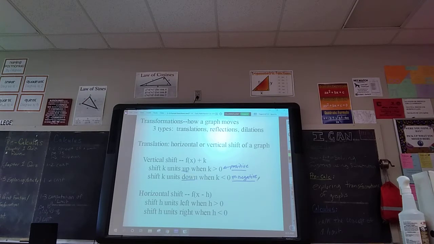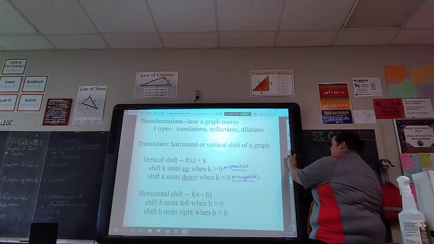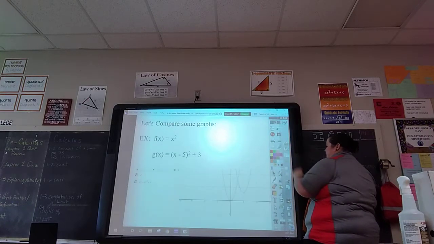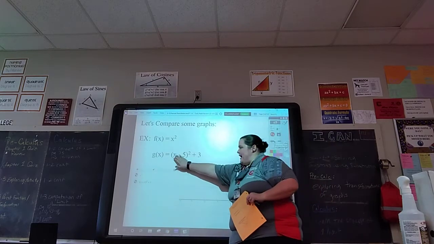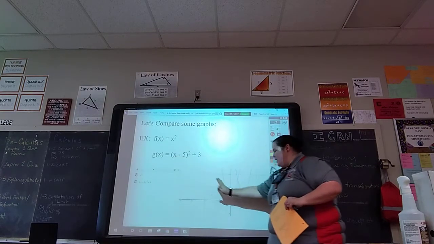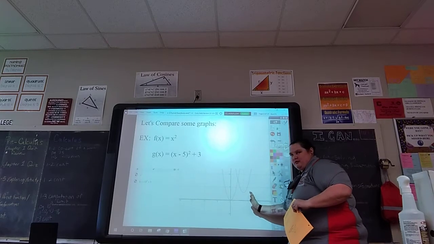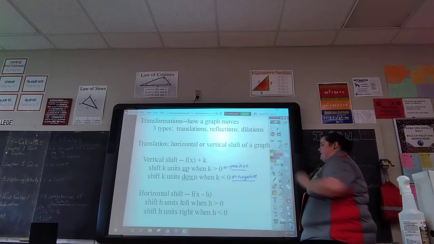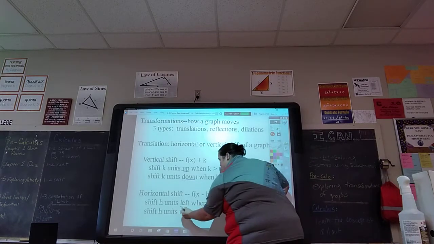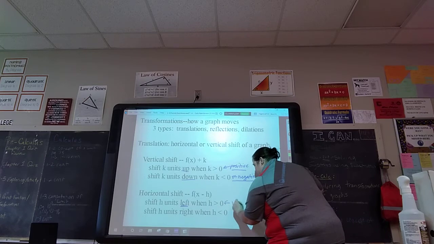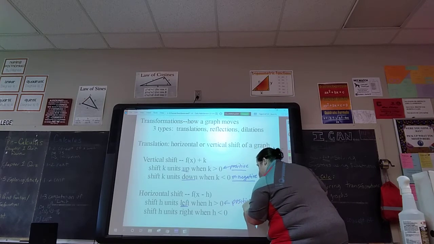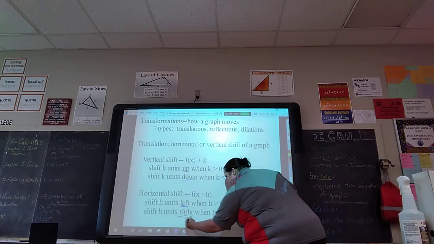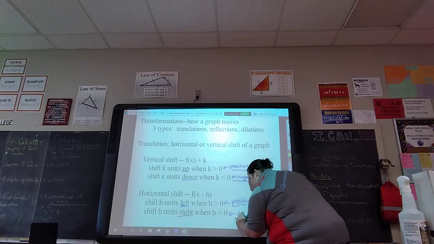It's when you shift it left or right that it's kind of backwards from what you think. Usually you think negative left, positive right, but as I showed you, I'm going to flip back real quick with that snip that I put up here. Notice it was x minus 5 inside of the function, but the direction it shifted was to the right. So whenever you're doing left and right, it's opposite of what you think. It's going to go left when h is positive, and it goes right when h is negative.